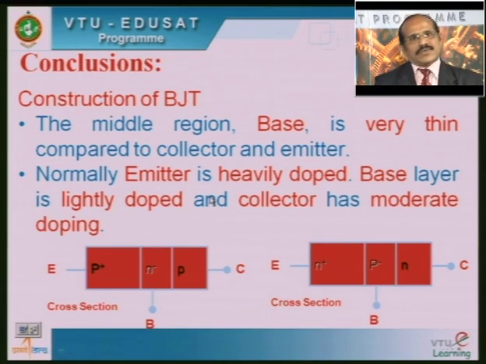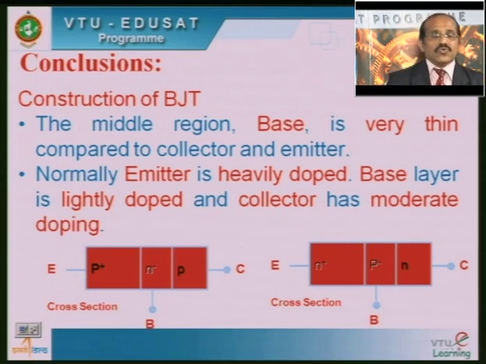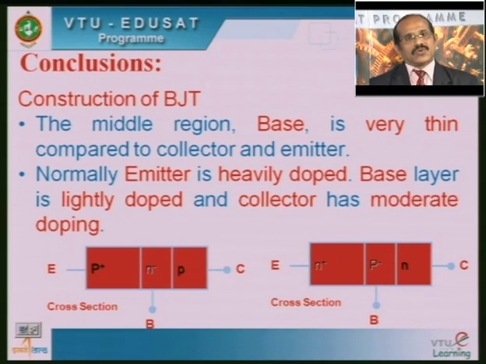In this session we have seen the construction of the BJT. As I told you, we defined what a bipolar junction transistor is. Bipolar means the current is due to two types of charge carriers, that is electrons as well as holes. That's why the term bipolar.